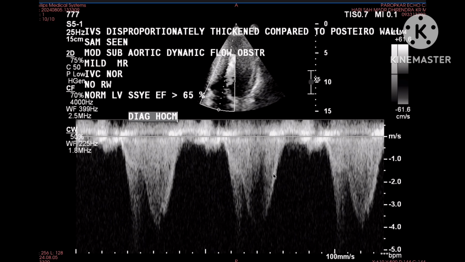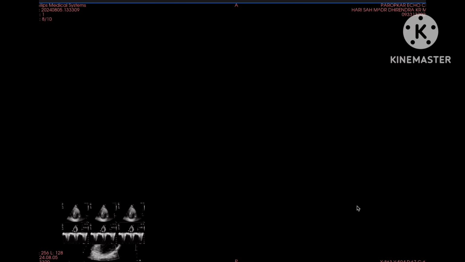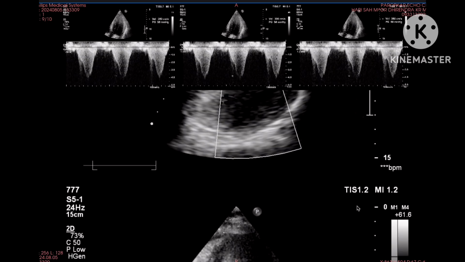That is dynamic. Dynamic means it changes with different maneuvers, like if you are doing exercise, if you are taking more water, if you are having dehydration, this gradient will differ from one another. So it is called dynamic. It is changing. So this is dynamic subaortic flow obstruction. That is the point to know.